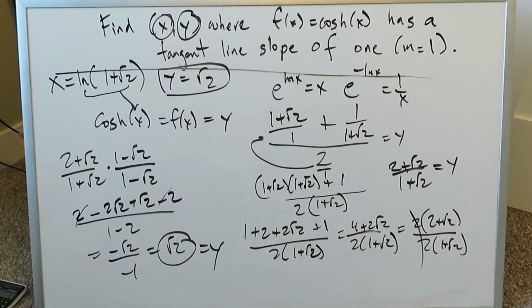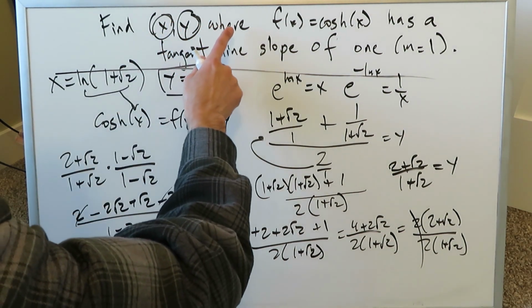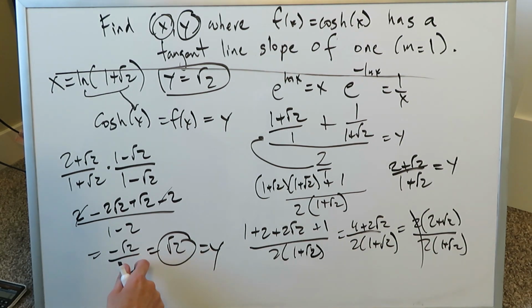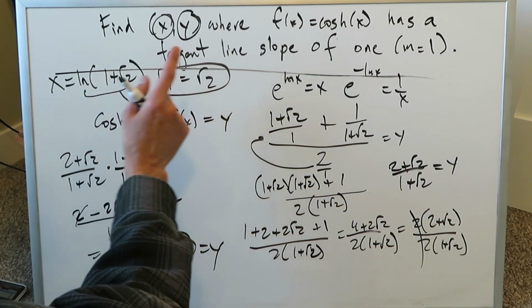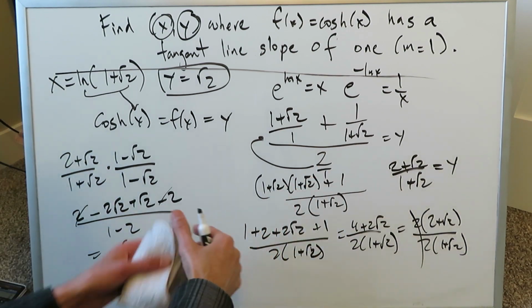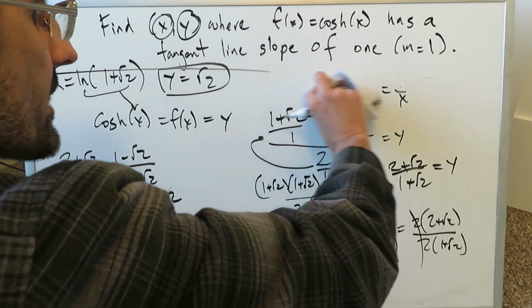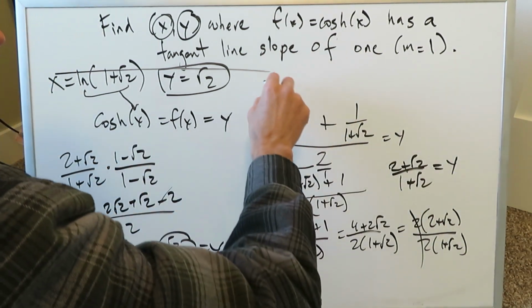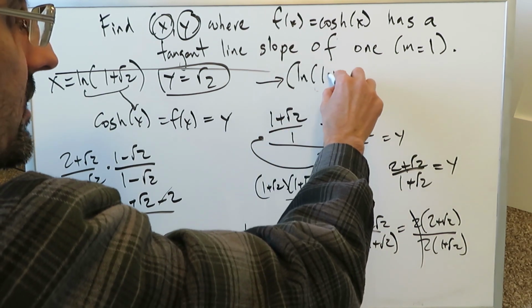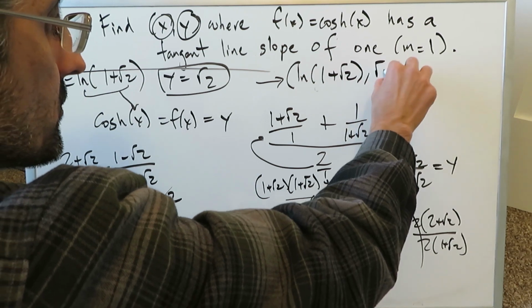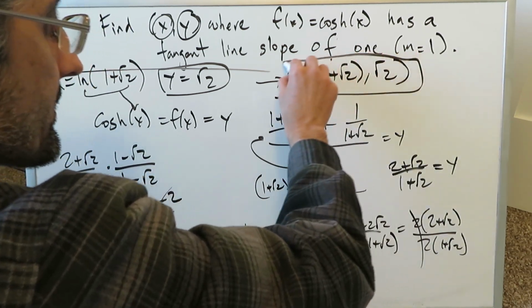So now when the question asks: find the x comma y value where f of x, hyperbolic cosine, has a tangent line slope such that the tangent line will have a slope of 1, what is your answer? Your answer is this: natural log parentheses 1 plus root 2 comma root 2. And why don't we just post this answer right over here for good clarity? Our answer, in xy coordinate pair form, is natural log 1 plus root 2 comma root 2. This right here is our answer.